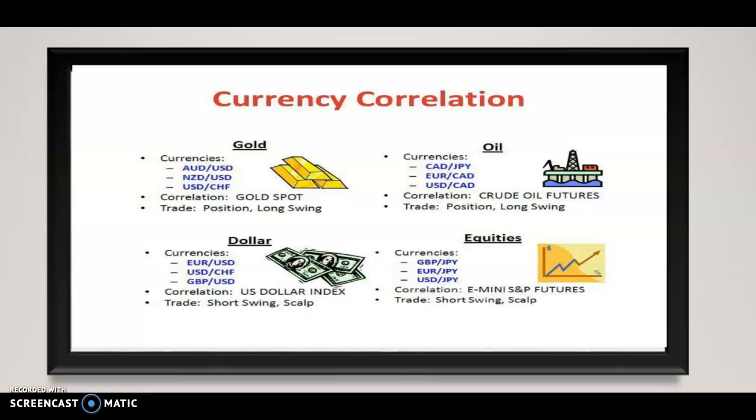This is a more detailed example of what happened with gold, oil, US dollar and equity. So these are good pairs to have. For instance, with gold, when gold is going up, then Aussie USD goes up, New Zealand USD goes up, US Swiss.